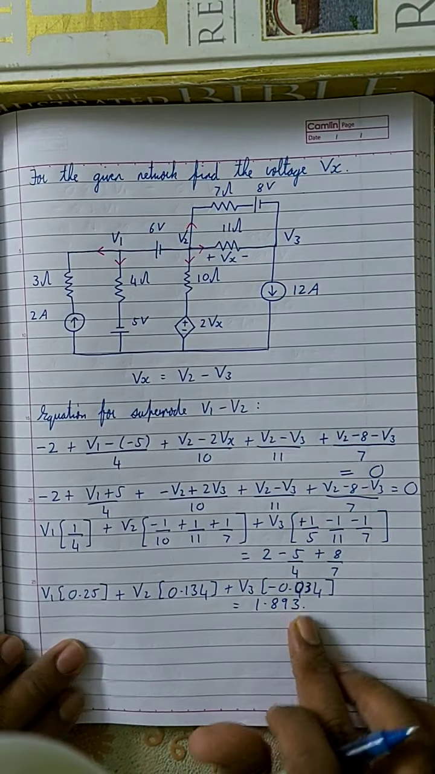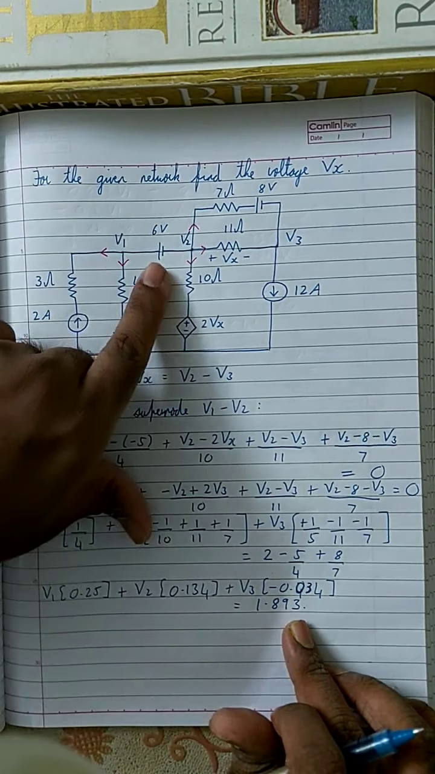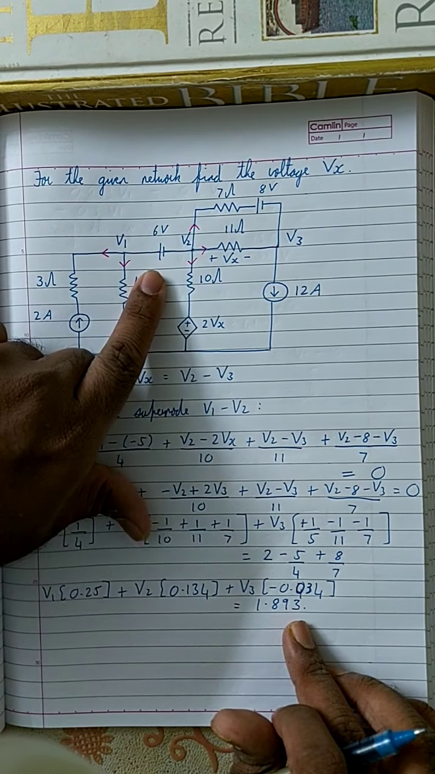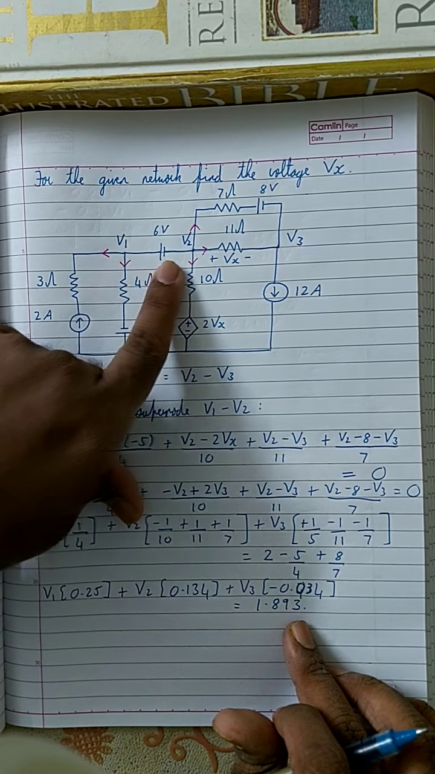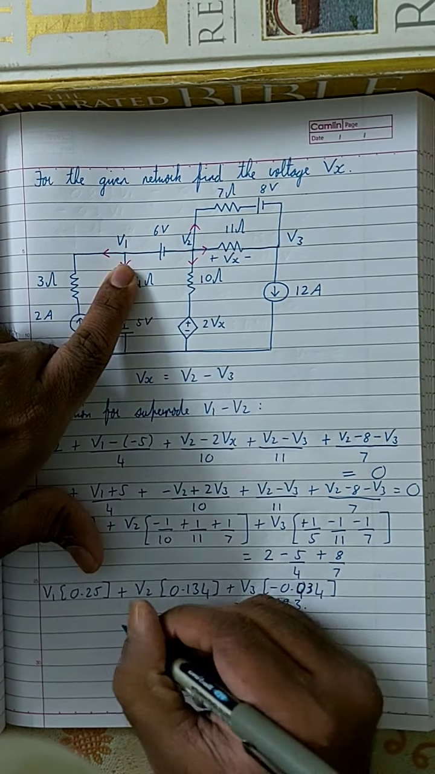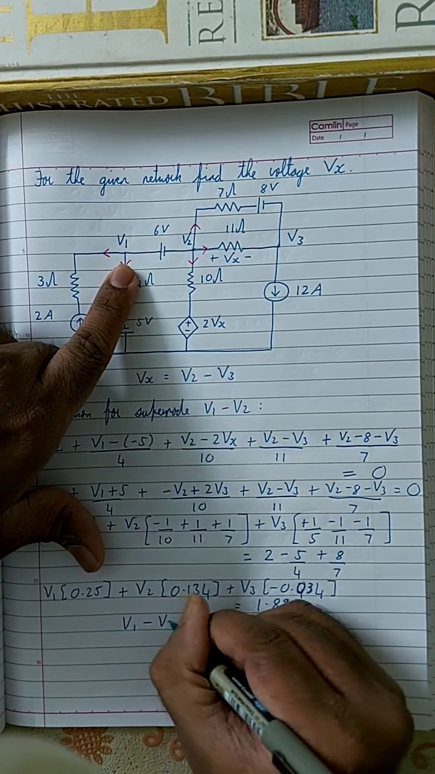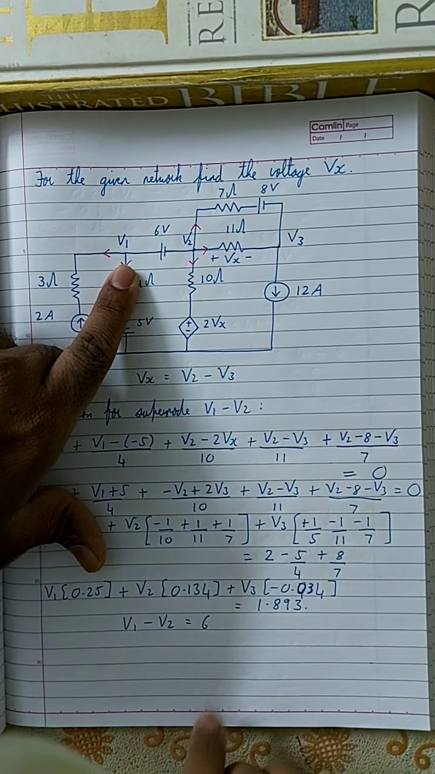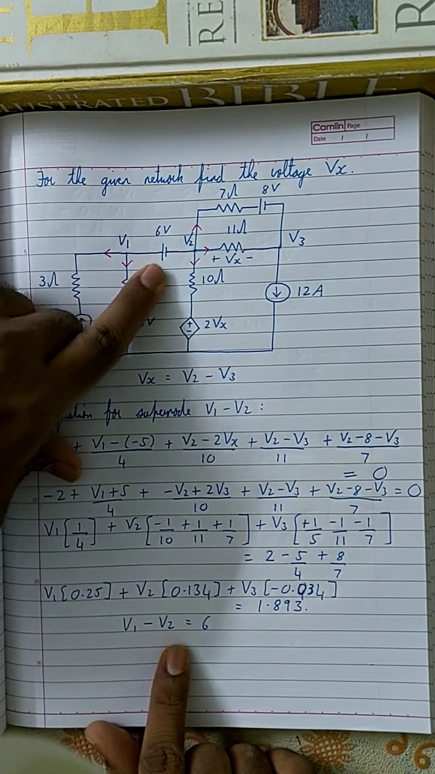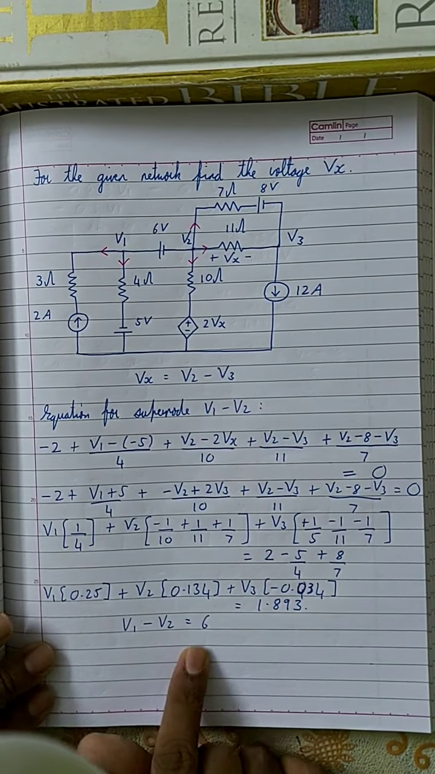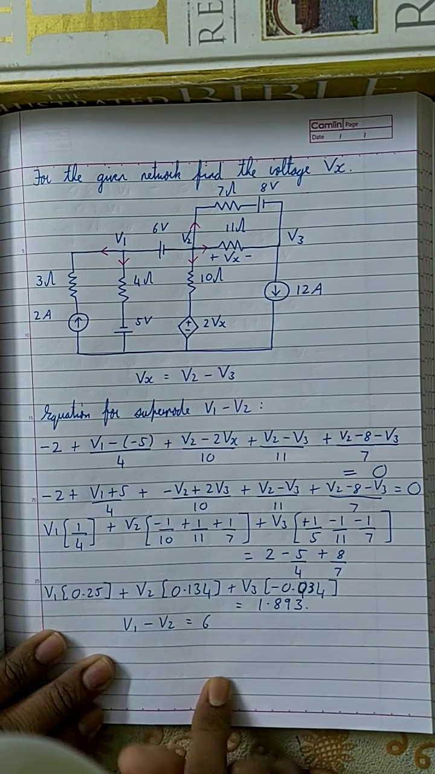So this is one equation. Supernode means there is one more equation, right? There's an equation for the 6 volt. So what is the 6 volt? The positive terminal is over here and the negative terminal is over here, which means V1 minus V2 is equal to 6. That is the equation for this voltage source. Okay, so I found this equation.